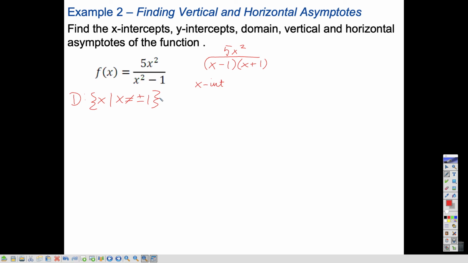Okay, so x-intercepts, I set what equal to 0? Your numerator. Numerator. Okay, so 5x squared equals 0. It's 0, but what kind of a 0? Double 0. It's a double 0. So what's going to happen to this? It's going to bounce. And I put a times 2, so I remember when I graph that, it's going to do what on there? Bounce.